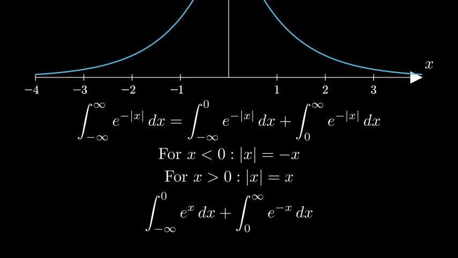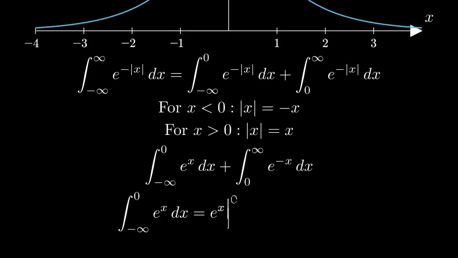Let's evaluate the first integral. The integral of e to the x is e to the x plus c. When we evaluate from negative infinity to 0, we get e to the 0 minus e to negative infinity, which equals 1 minus 0, or just 1.